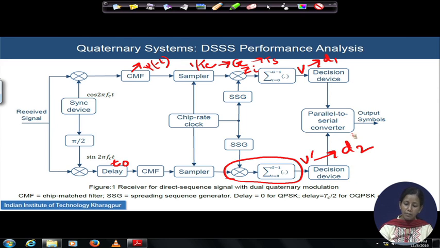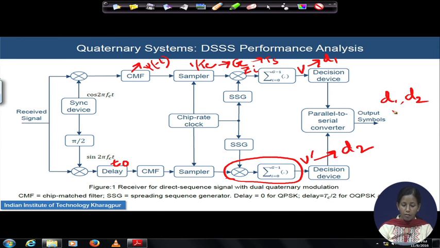Once the signal detection decision is over, there is a combiner circuit which does the parallel to serial conversion, and these are the output symbols. So, in the output symbol you will get D1 and D2 at the same time. It is a parallel to serial conversion of the detected symbols that goes on in the parallel to serial converter, and you can then have the output.